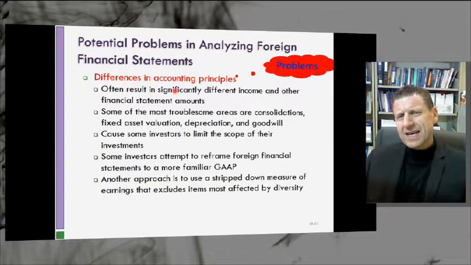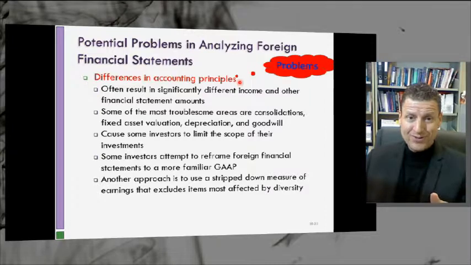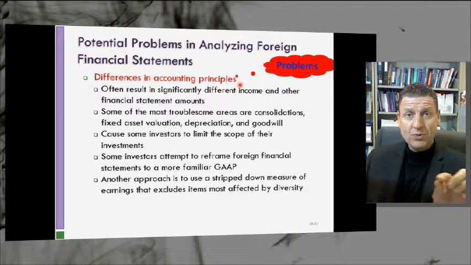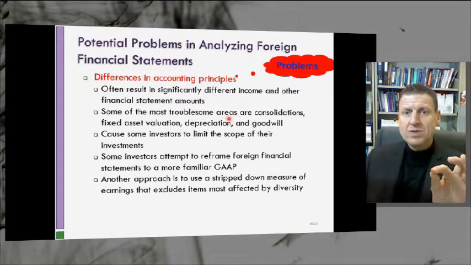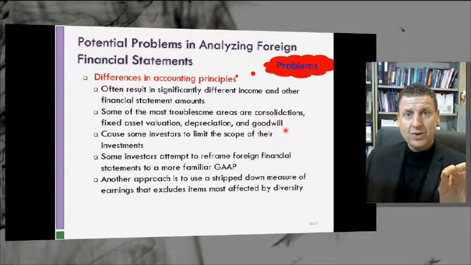What about differences in accounting principles? All right, so of course there are differences, a lot of differences, as we noted in early chapters in international accounting. IFRS is helping to iron out the differences, but there are still so many alternatives available to companies to choose what standards they use to recognize income, to recognize expenses, to amortize depreciation or intangibles, to recognize assets and liabilities. Some of the most troublesome areas are consolidations, fixed asset valuation, depreciation, and goodwill.